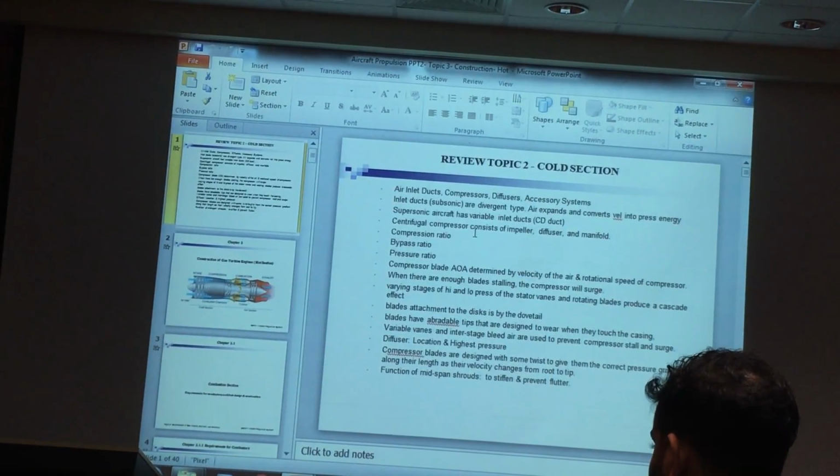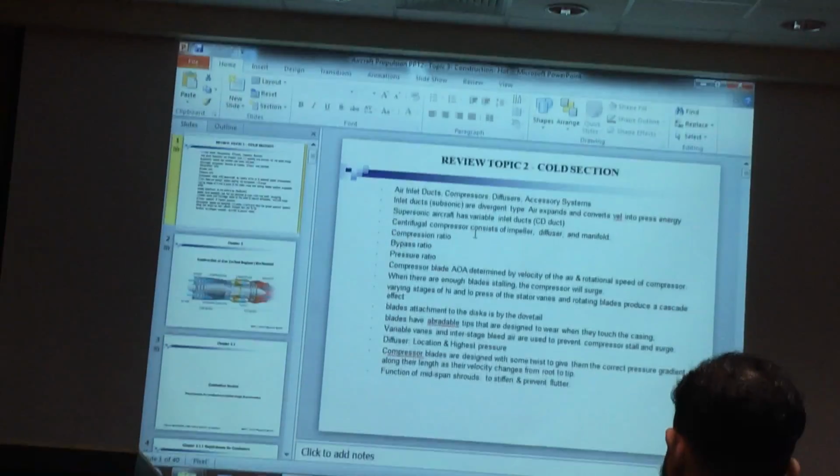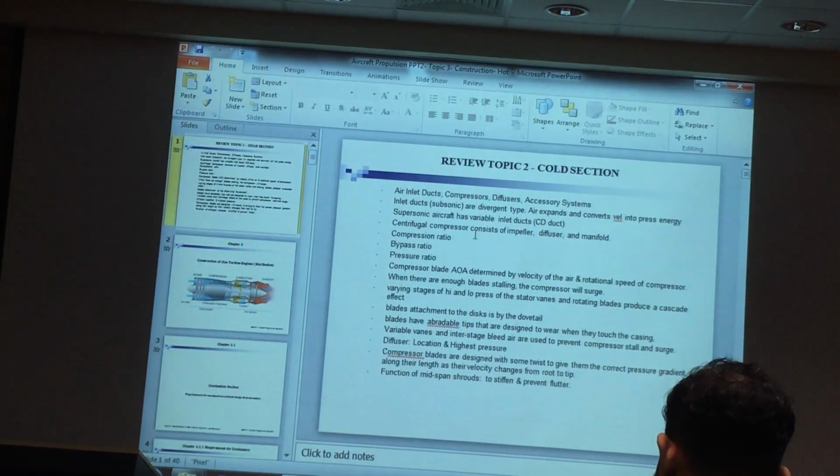Your inlet duct is divergent. Is it convergent or divergent? Divergent. The air expands and converts velocity into pressure, slightly only, in the inlet duct.